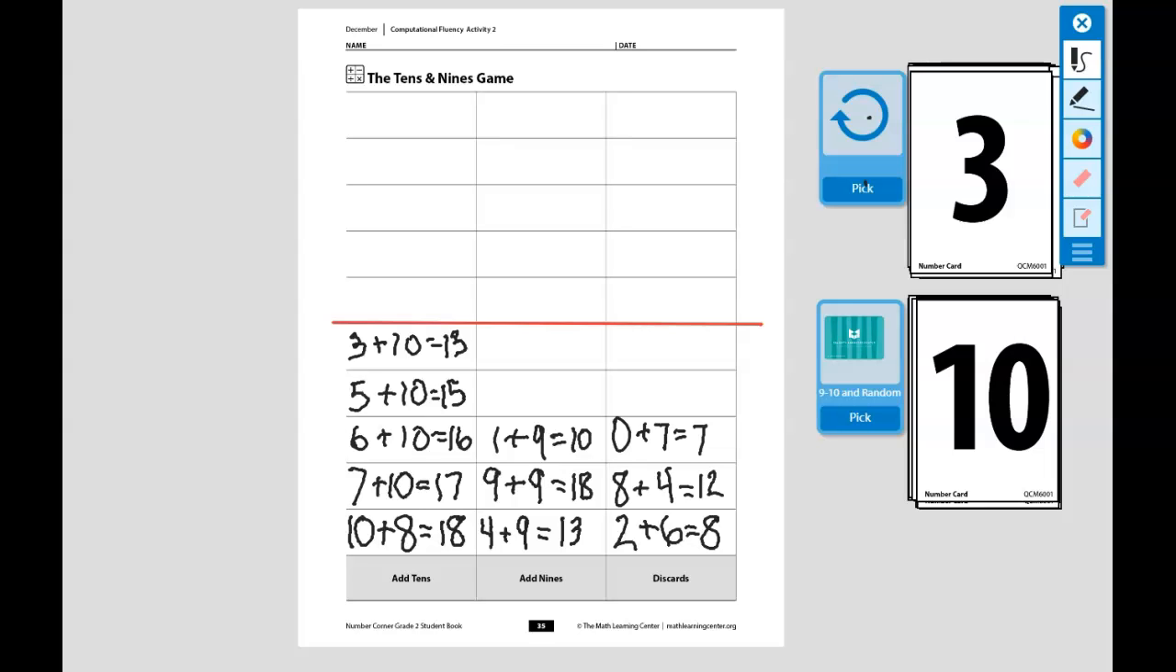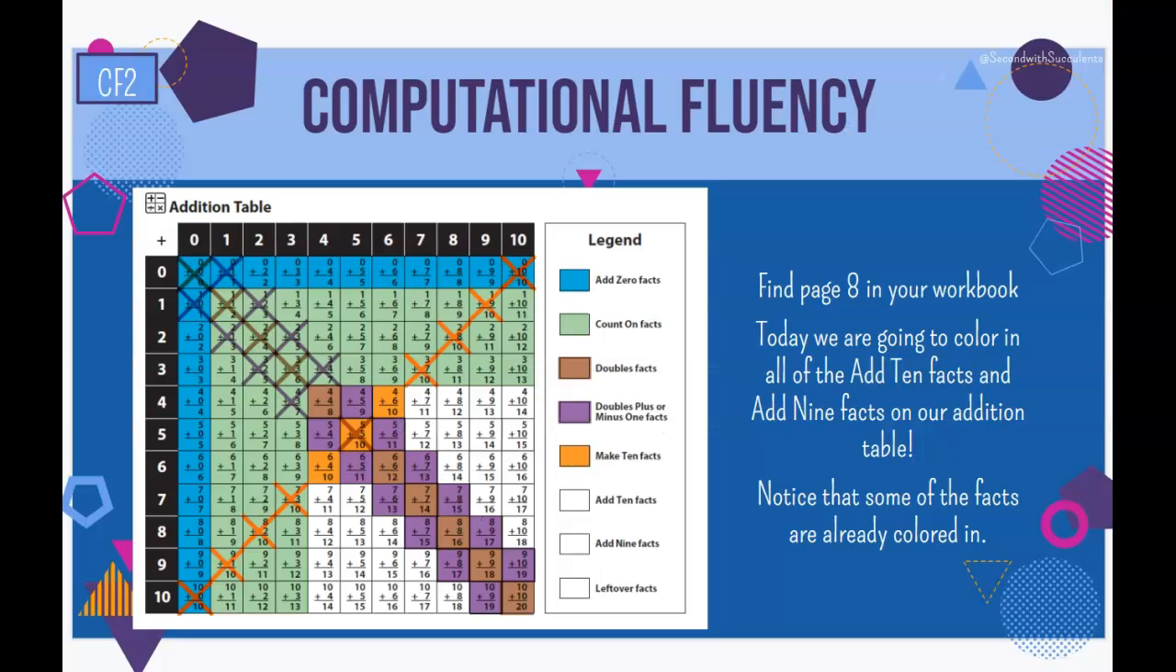Thank you for adding your 10s and 9s together. We're going to use this game to fill in our addition table. Let's go ahead and have a look at our addition table. We're going to flip to a new page in our book. Let's look at it. Now let's flip back to page 8 in your same number corner book. It's your addition table. It should look just like this. It already has a lot of colors filled into it already.